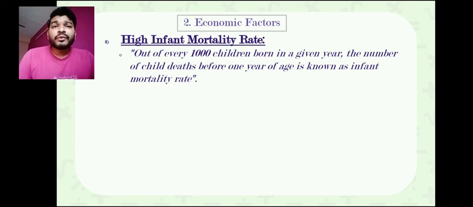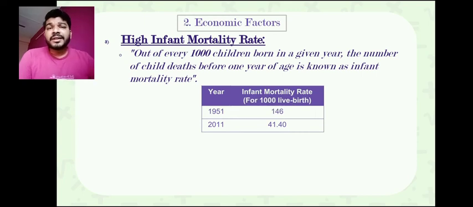So what is the mortality rate for this baby? Out of every 1000 children born in a given year, the number of deaths that happen before the child attains the age of 1 is known as the infant mortality rate. The data here shows that from 1951, out of every 1000 babies, 146 babies died due to different reasons.